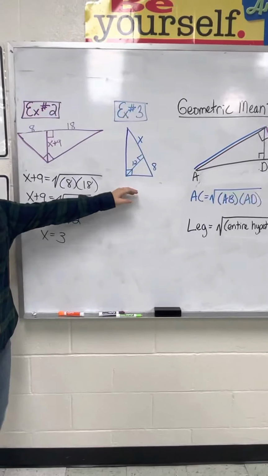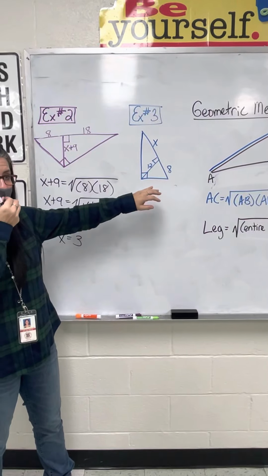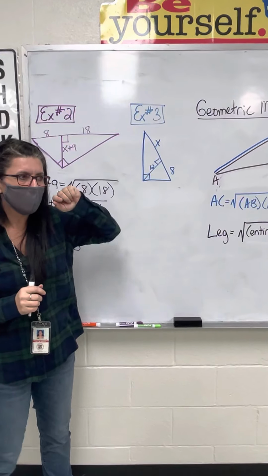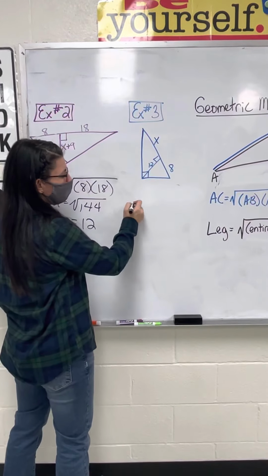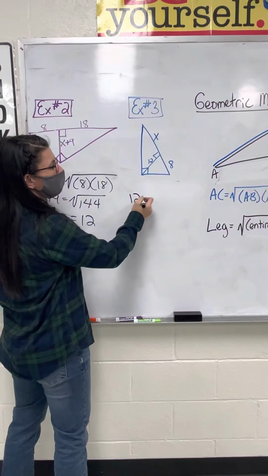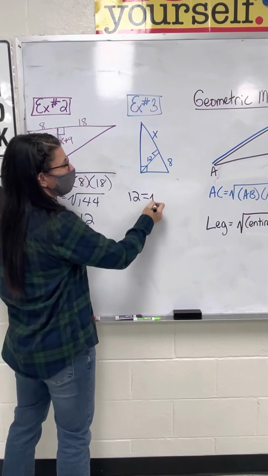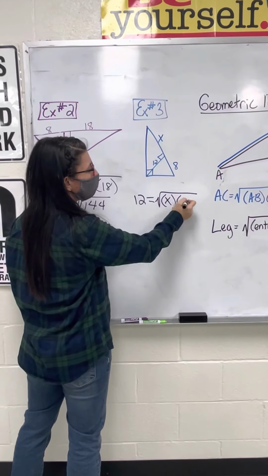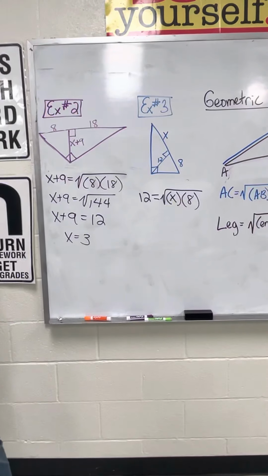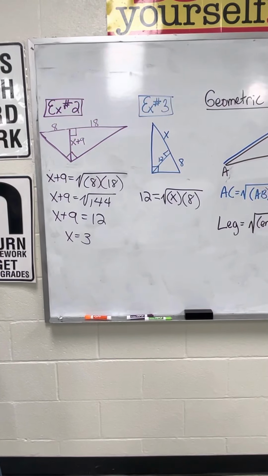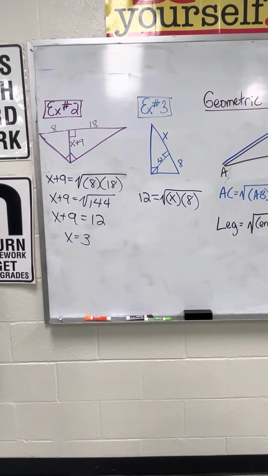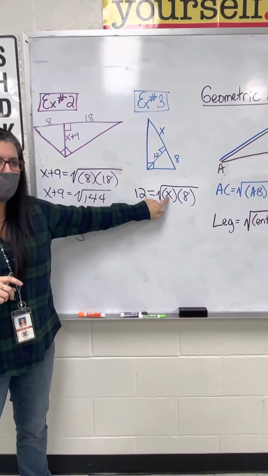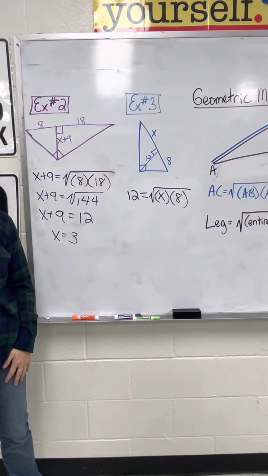Look at the next one. Again, we know we can use the geometric mean altitude idea because we have altitude and we have the 2 pieces for the hypotenuse. Set this up with the same idea. Altitude equals the geometric mean of the 2 pieces that make up the hypotenuse. So 12 is the geometric mean of x and 8. This one looks a little different. So in order for us to get x by itself, what do you think our first step is going to be?